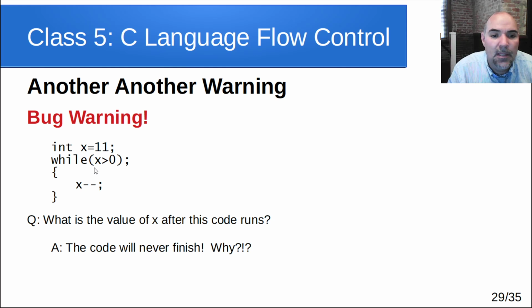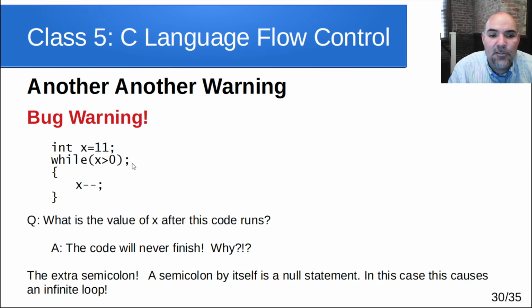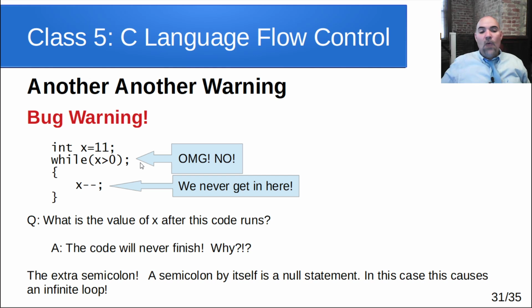All right, why not? And the answer to that, again, is that extra semicolon there. That extra semicolon by itself is a null statement. In this case, we're saying, hey, while x is greater than 0, which it is because it's 11, run and do nothing. So that semicolon counts as the body of the while loop. So we're saying, hey, while 11 is greater than 0, do nothing. And x is always going to be 11 because nothing in this null statement is going to ever change it. We're going to get stuck here forever. So again, watch out for those semicolons at the end of any of the flow control structures, while and if.